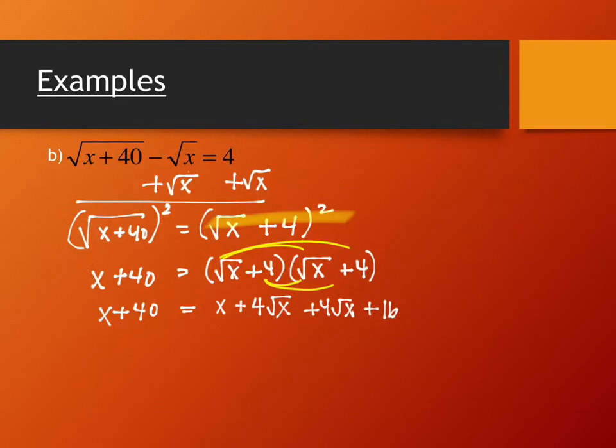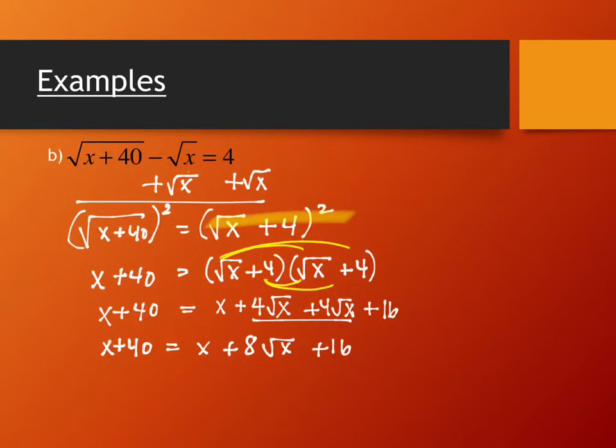So there's two pieces, of course, on the right-hand side that can be combined. I have 4 square root of x plus 4 square root of x. So I'll combine those. So I have x plus 40 equals x plus 8 square root of x plus 16. So much like with the original goal, which was I want to get one of my square roots alone, I want to get this square root alone as well. Okay? So everything that's not a square root on the right-hand side, I'm going to move over to the left-hand side, and some lovely things are about to happen.